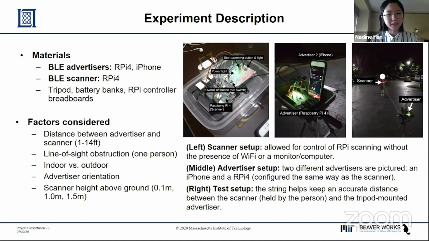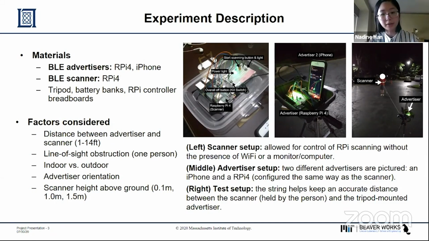For this experiment, the main materials I used for the advertisers were a Raspberry Pi 4 and an iPhone 8. For the BLE scanner, it was a Raspberry Pi 4. If you take a look at the image at the very left, you can see the setup for the scanner. The way I wired it was I connected this Raspberry Pi to two different LED lights. One indicated the overall power, and the other indicated whether it was scanning or not. The reason I did this was to allow me to take data outside without having to be connected to Wi-Fi or to a monitor. It just made things a lot easier.